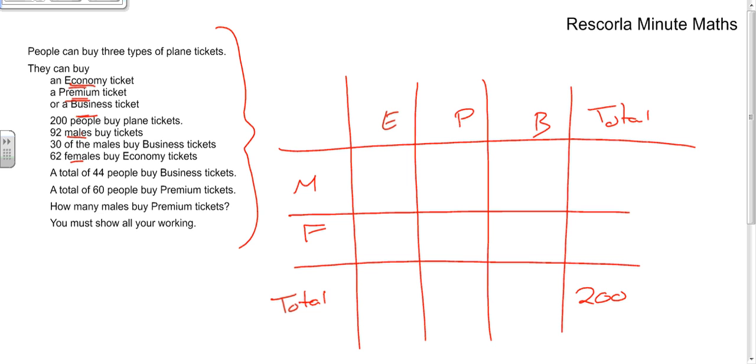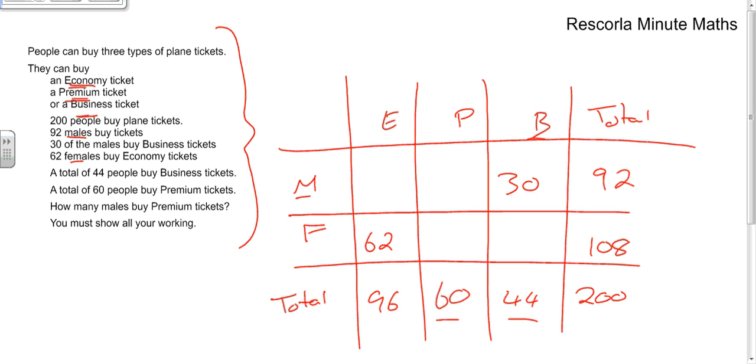Now you know 92 males buy tickets. So again, we've put in 92 there. And our first mark is going to be for writing that 108 females buy tickets. And then 30 of the males buy business tickets. So here's males, here's business, so that there must be 30. 62 females buy economy. That's going to be 62 there. A total of 44 people buy business tickets. So that's going to be 44 there. And you know that 60 people buy premium. So those two add up to 104, which means this must add up to 96.